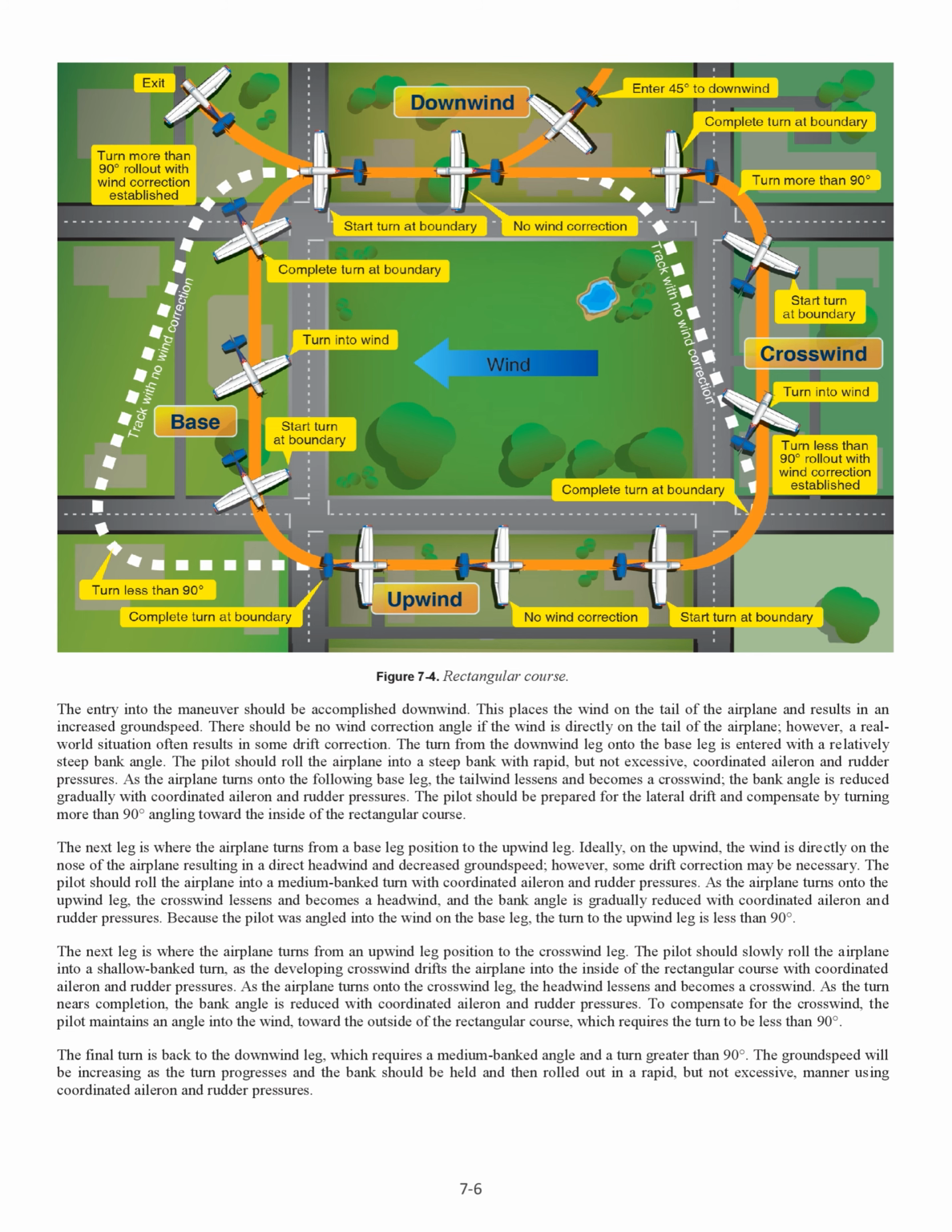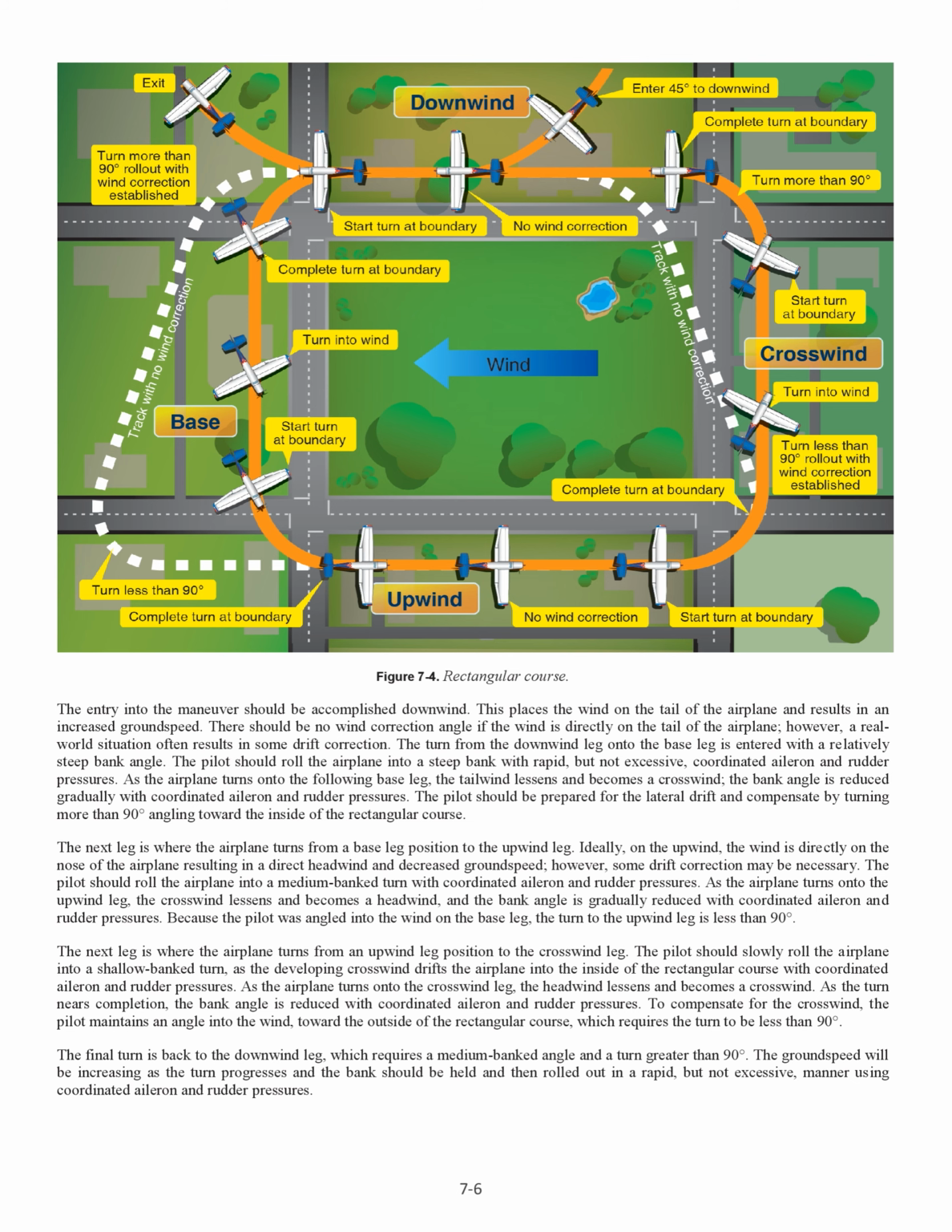The entry into the maneuver should be accomplished downwind. This places the wind on the tail of the airplane and results in an increased ground speed. There should be no wind correction angle if the wind is directly on the tail of the airplane. However, a real-world situation often results in some drift correction.